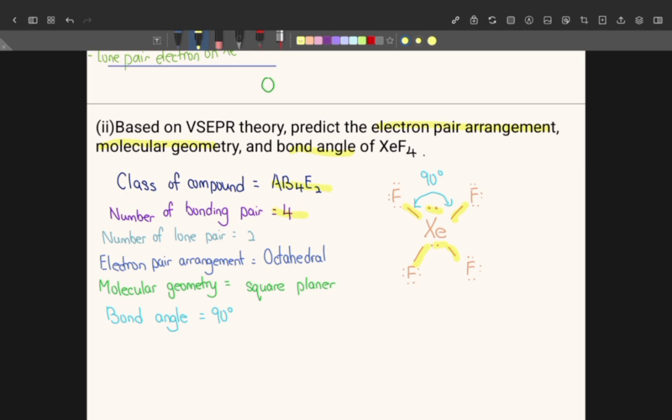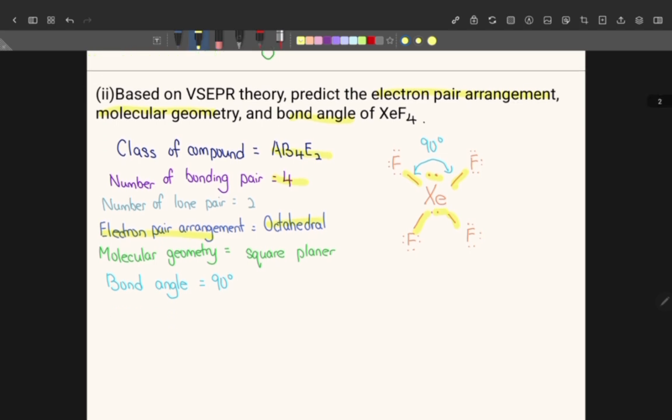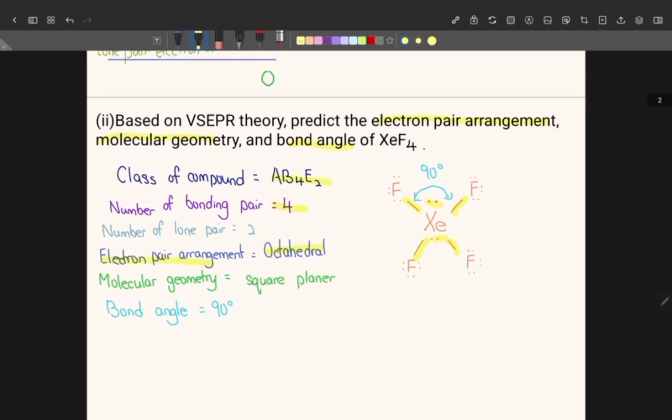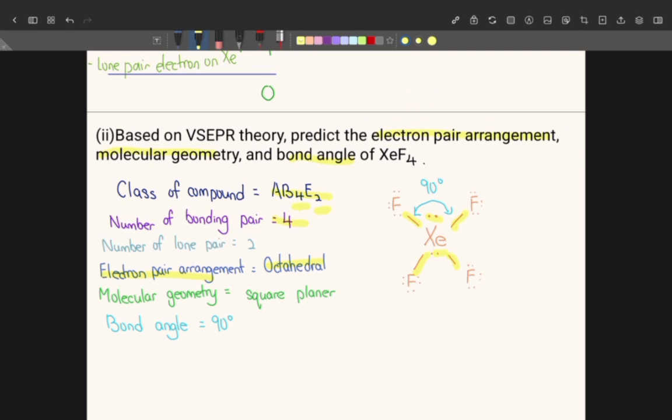So the electron pair arrangement for 6 electron pairs is octahedral. And the molecular geometry is square planar because we have 4 bonding pairs and 2 lone pairs. The bond angle between the fluorines is 90 degrees here.